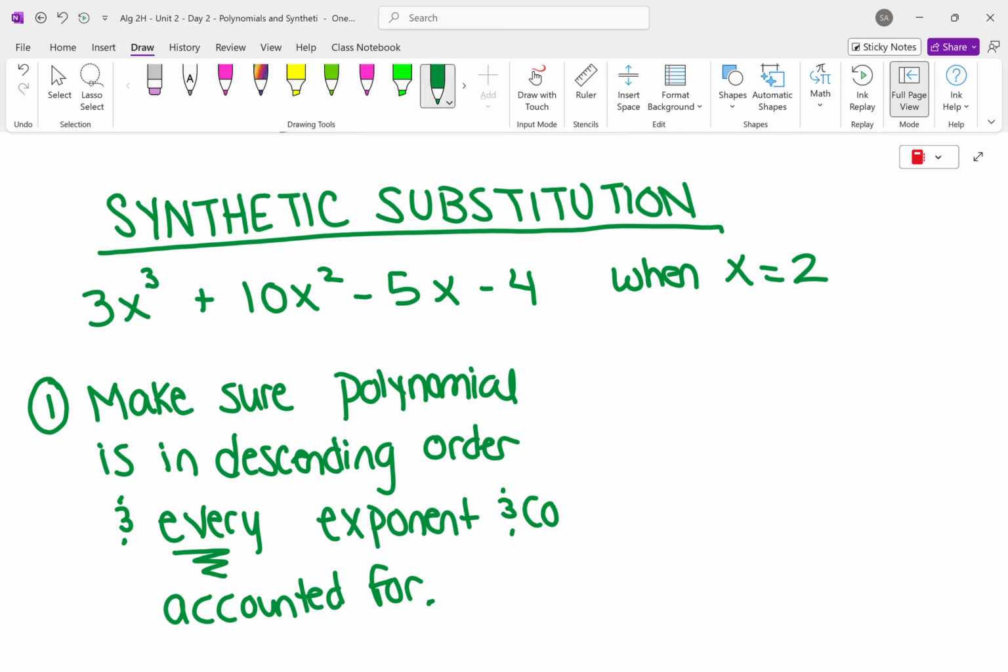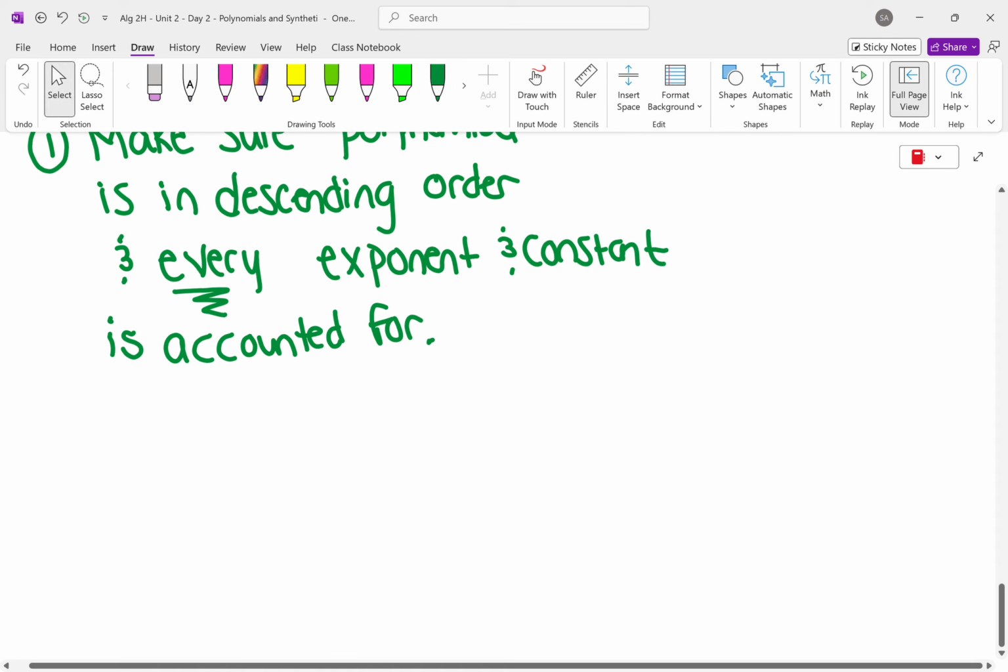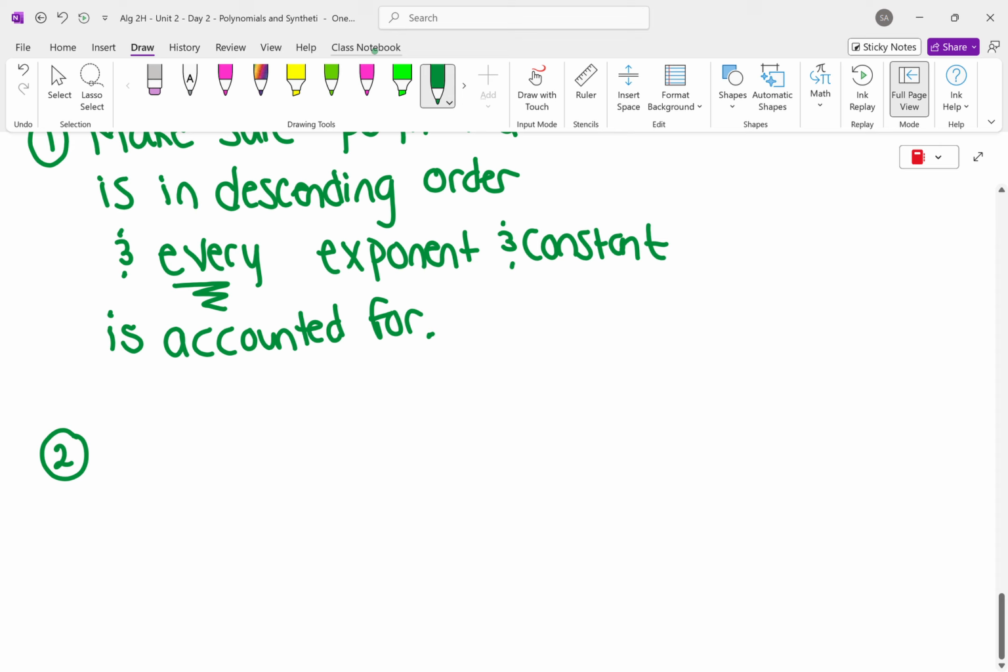I'm going to put every exponent and constant is accounted for. So in this scenario, everything's accounted for. My biggest exponent, we're all the way down to my constant. Every exponent in between is accounted for.